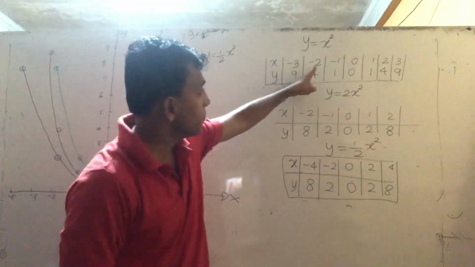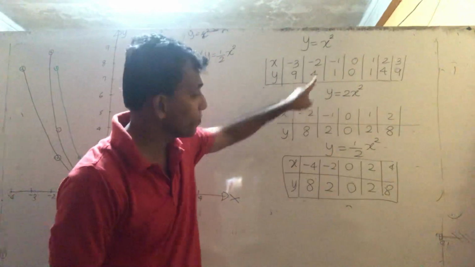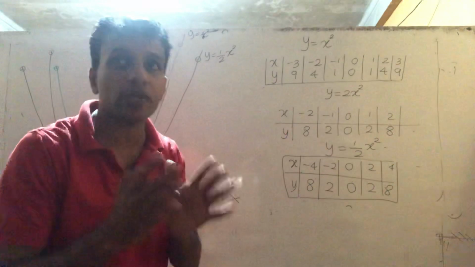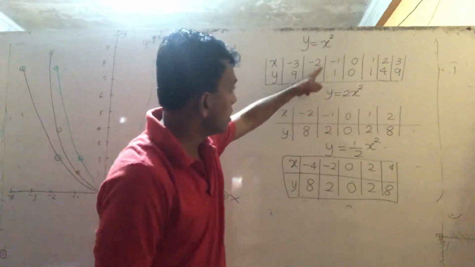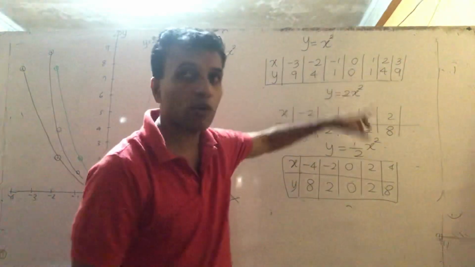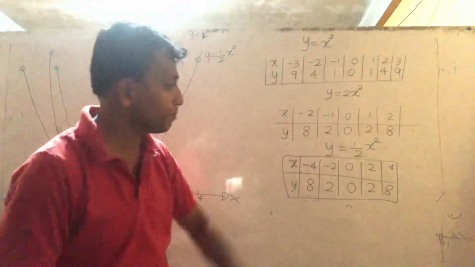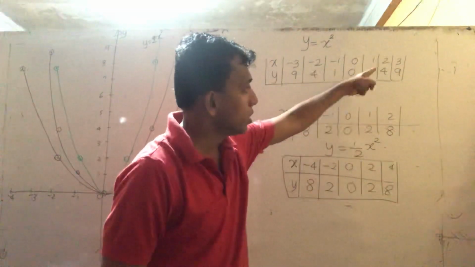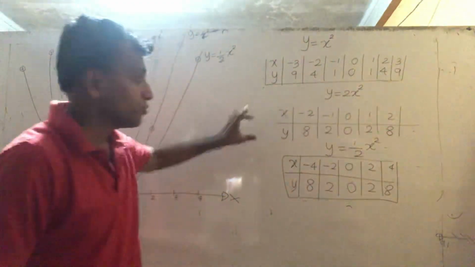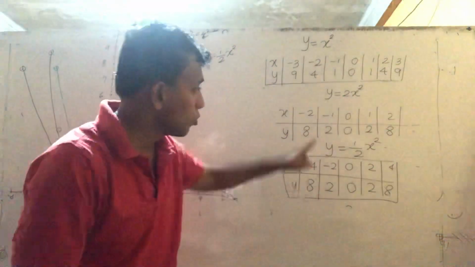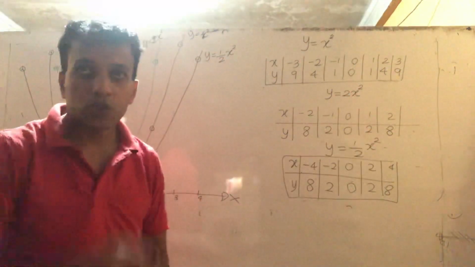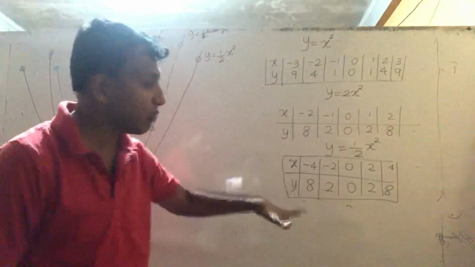Check that. Here x is minus 2, y is 4, and here 8, double. Y equals 2 times x square. Here x is minus 1, y is 1, and here double is 2. If x is 0, 0 times two is 0. Here 1 means 2, 4 means 8, 5 comes 10. Double, double. That is this table. Otherwise, substitute x as minus 2 and find the y answer. It becomes like this. I also used another table, y equals half x square.